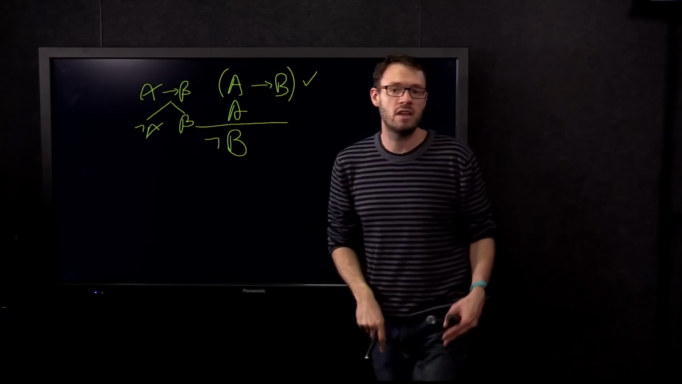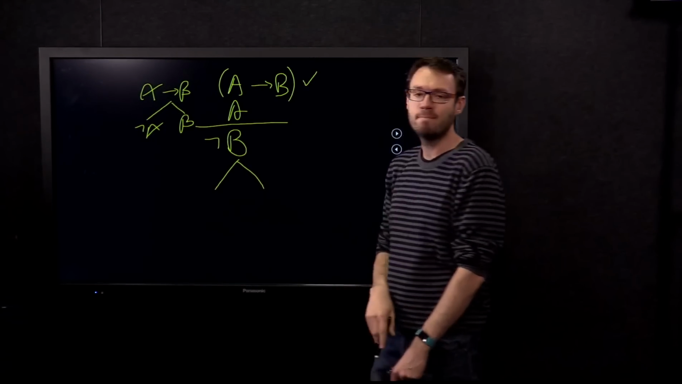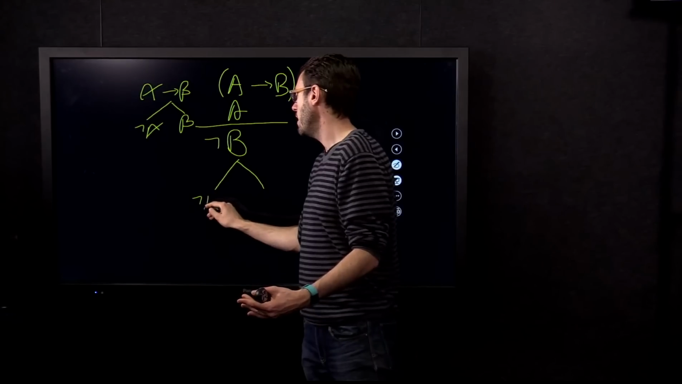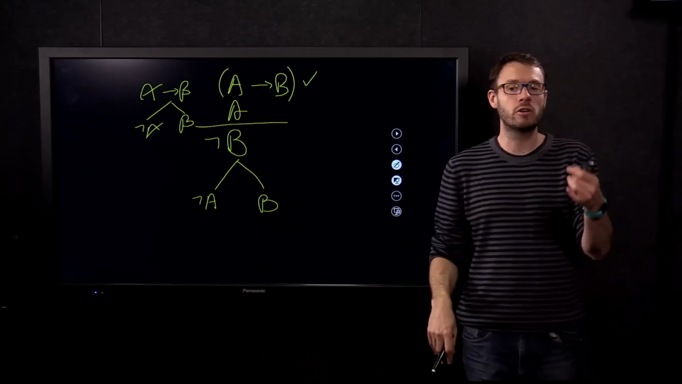When the conditional is true, then either the left-hand side is false or the right-hand side is true. So we're going to branch here. And on the left-hand side, we're going to have not A, and on the right-hand side, we're going to have B. Now we look for closure.